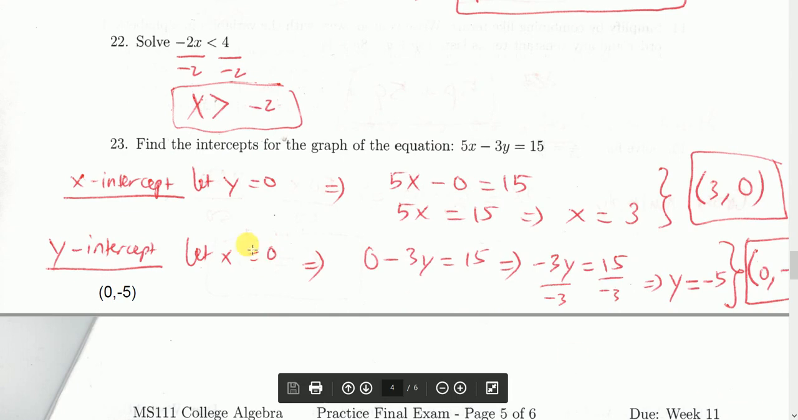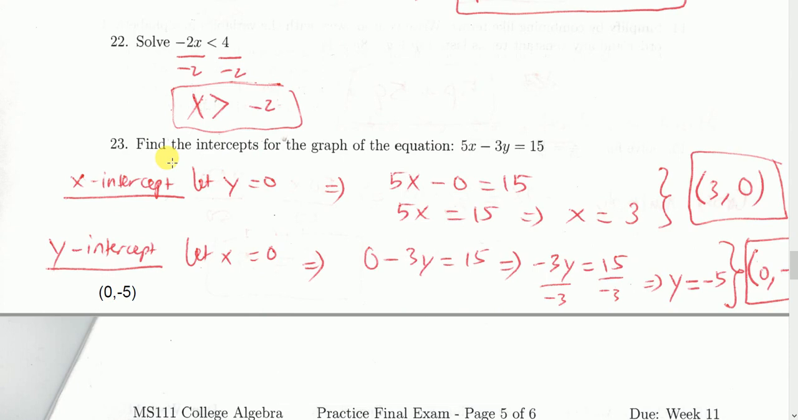Alright, let's do 23. Find the intercepts for the given equation. Okay, so we are given an equation. We're going to find the intercepts. So there are two types of intercept, x-intercept and y-intercept. In order to find the x-intercept, we let y equal 0, then we solve for x. And in order to find the y-intercept, we let x, the opposite, equal 0, and then we solve for y.